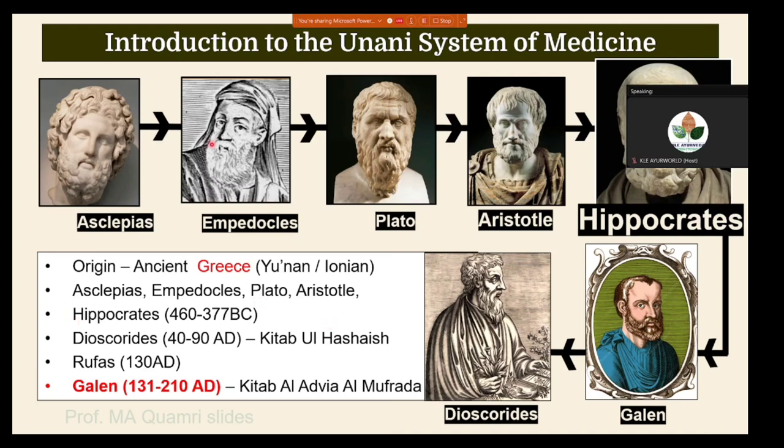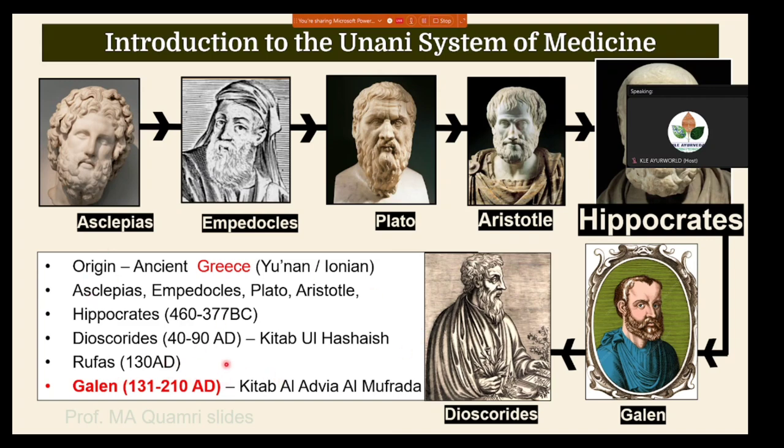I mean to say, based upon the theories of the pre-Socratic Greek philosophers like Asclepius, Empedocles, Plato, and Aristotle, Hippocrates came up with a new concept of medicine, which truly lies on the cause and relationship of disease. That's the reason we believe Hippocrates is the father of medicine. From his teaching the science of Unani medicine came into existence. Later, other physicians like Dioscorides contributed a lot to the pharmacology of Unani, followed by Rufus, who enlightened many things about the understanding of disease and treatment.